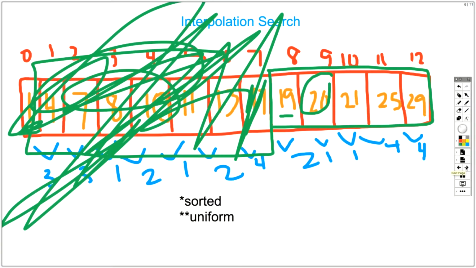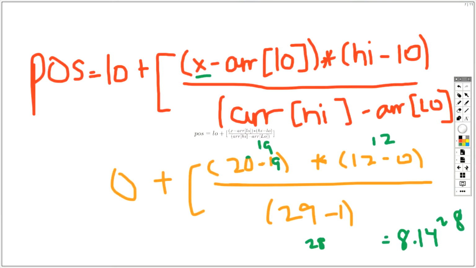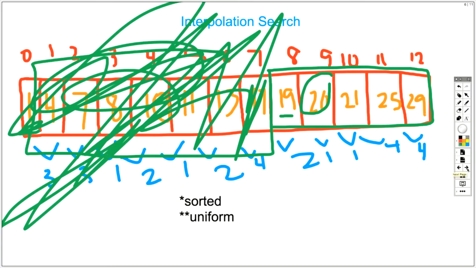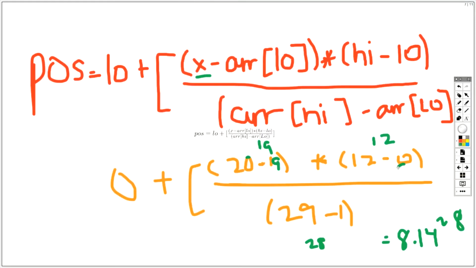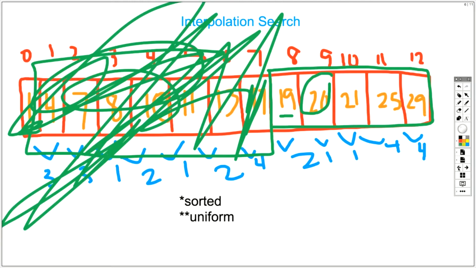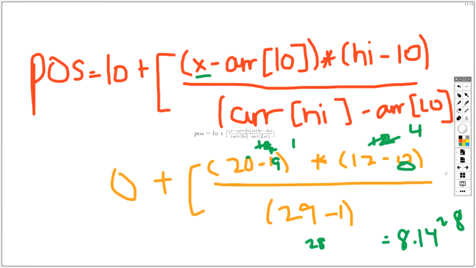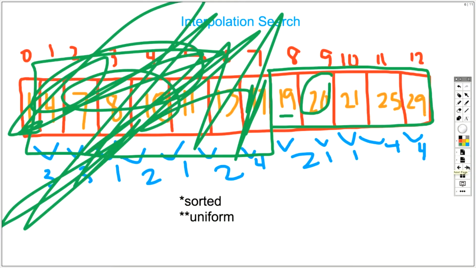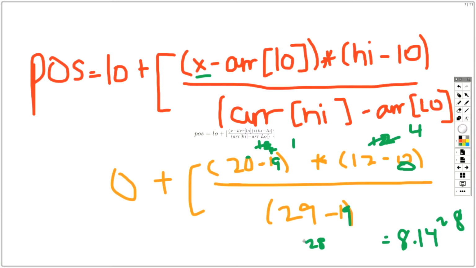It's now not 12 minus 0. It is 12 minus 8 for our index. So I'll just change that. This becomes 1, this becomes 4. And then now it's not 29 minus 1. It is 29 minus 19. So this would become 10.